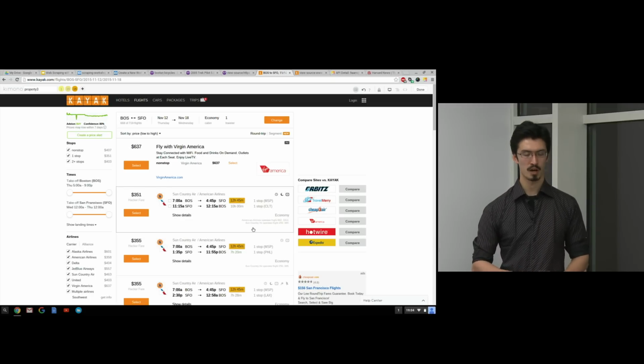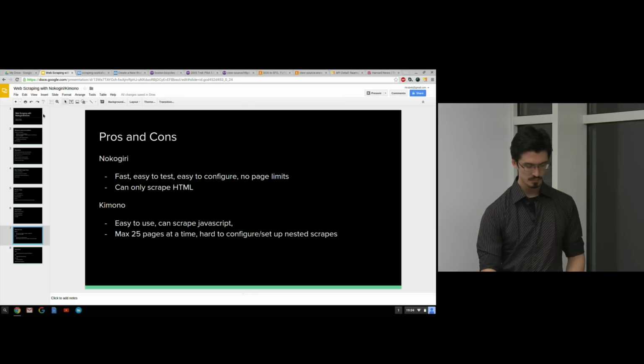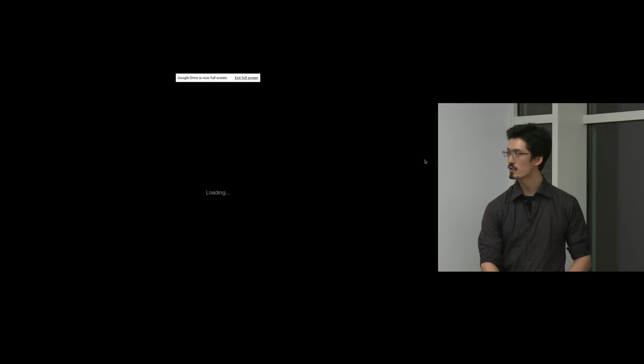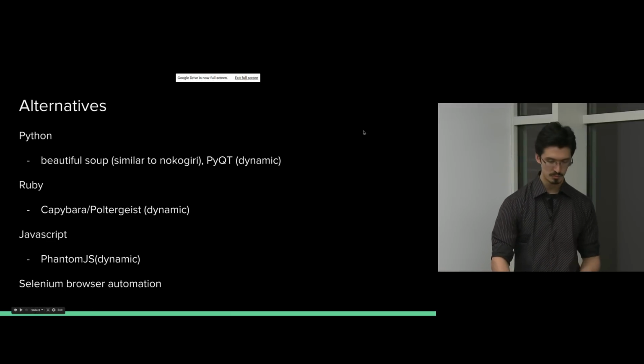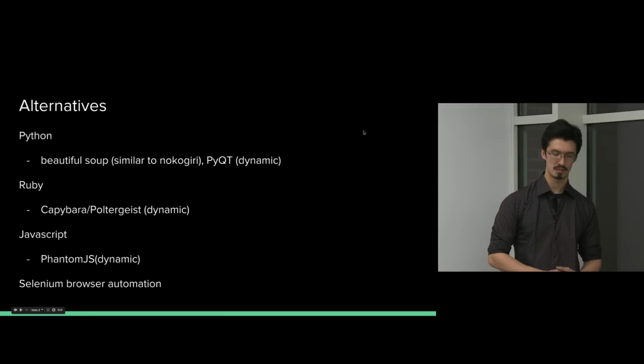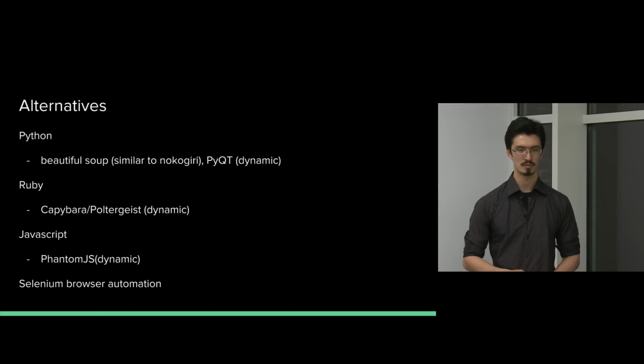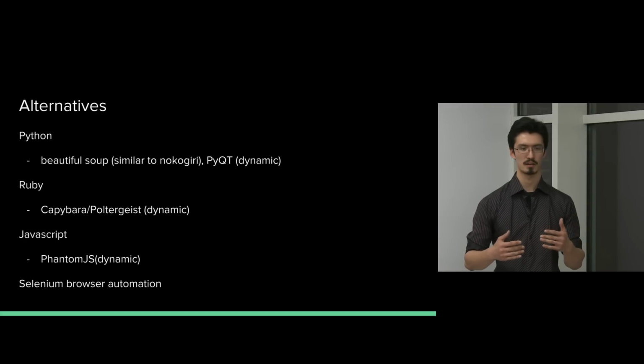There are some other alternatives that you can use, and I'll show you them here. If you are more comfortable in Python instead of Ruby maybe, there is a library called Beautiful Soup. You can use that. It's very similar to Nokogiri. It has a few more features. You can find an HTML tag and then move up or move sideways.